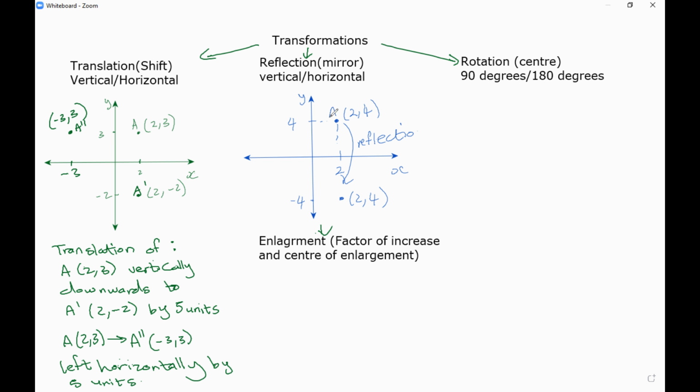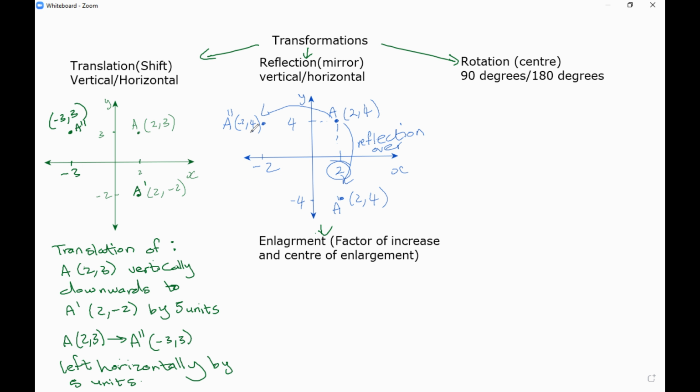So if I call this A, then this will be my reflected image, A prime, with a dash at the top. This is reflection over the x-axis. I can also reflect it over the y-axis. Can anyone guess what this point would be? I'm going to call it double prime. If I reflected it over the y-axis, what exactly would that coordinate be? -2, 4. That's right, because the 2 becomes -2 and the 4 stays in place.